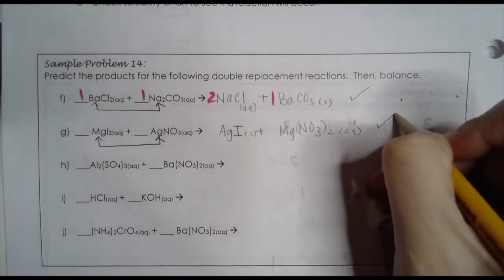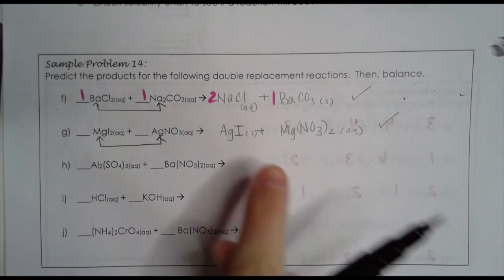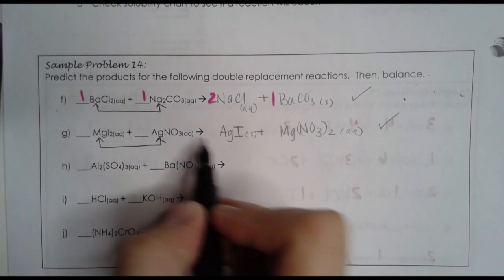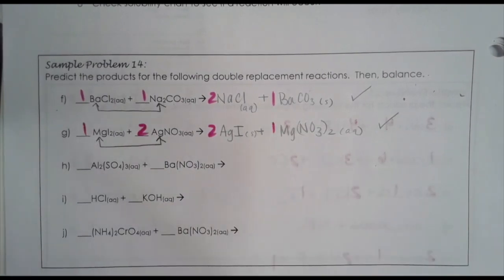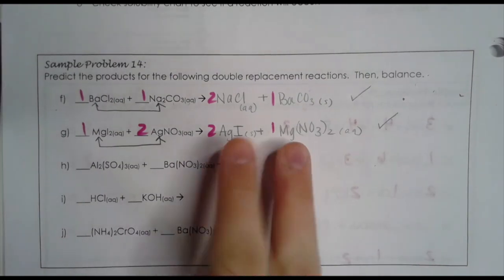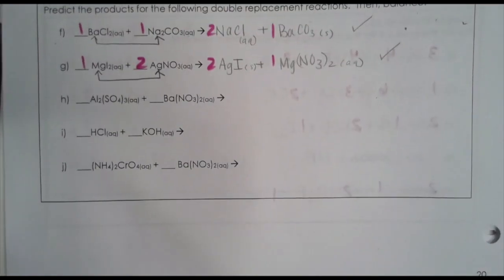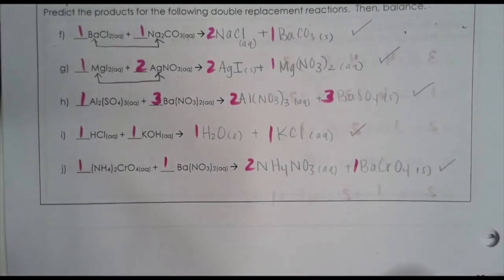If I have 2 aqueous products, you will not see a solid precipitate. And then I balance. It does not matter the order in which you write those products, as long as both of those products are there, then you're good. I want you to try H, I, and J doing what we just did: writing those correct formulas for products, predicting the solubility, and then balancing. And there's your answers for those 3.